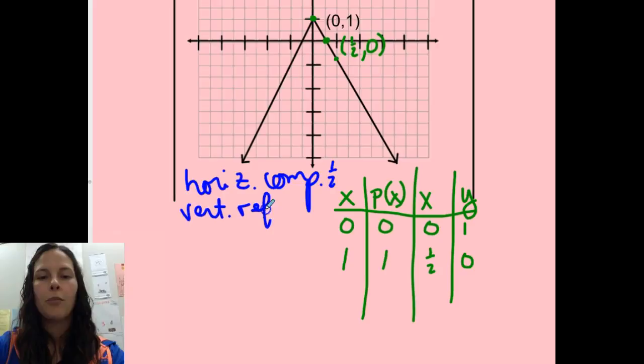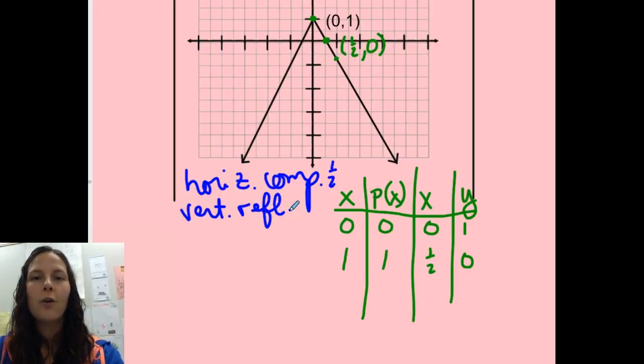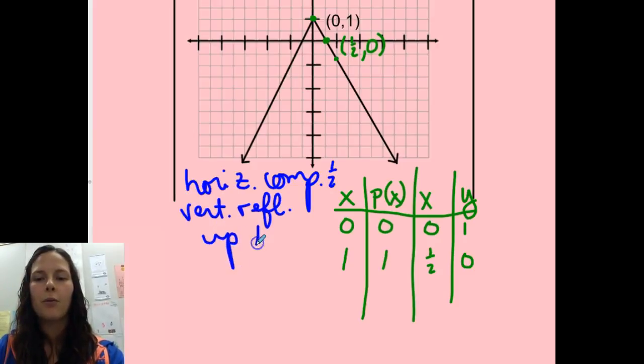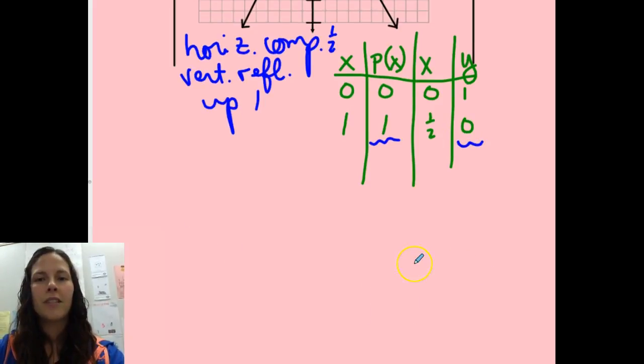Our graph is opening down instead of up. So I know that my parent function values were multiplied by a negative. And from the critical point being at 0, 1, I also know that we have a vertical shift up 1. So let's see if that works for this second parent function value. If I multiply 1 by a negative for the vertical reflection, I will get -1, plus 1 for the shift would give me 0. Using those 3 pieces of information, I can get my transformed function written.